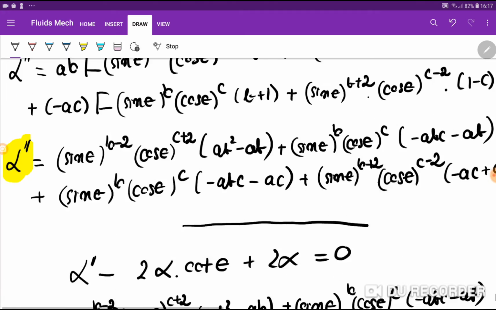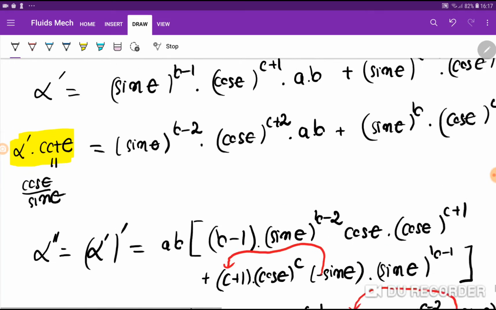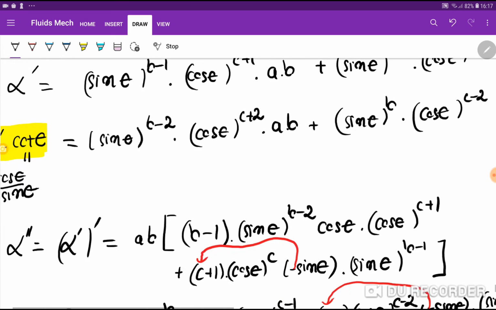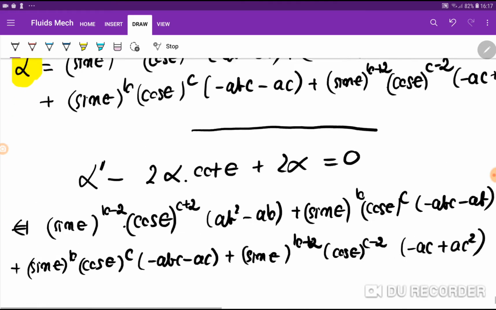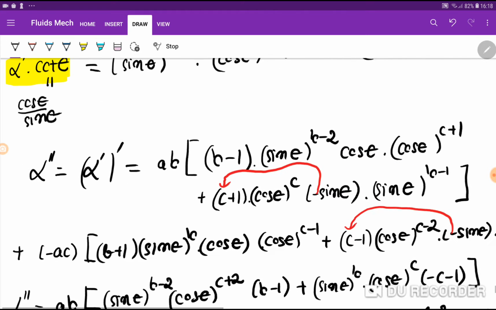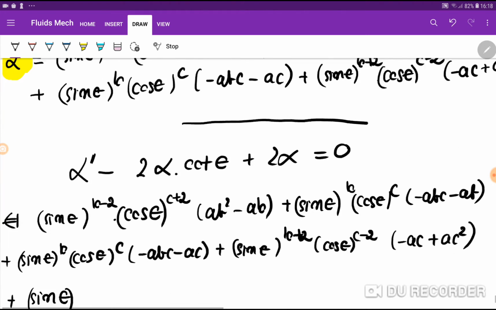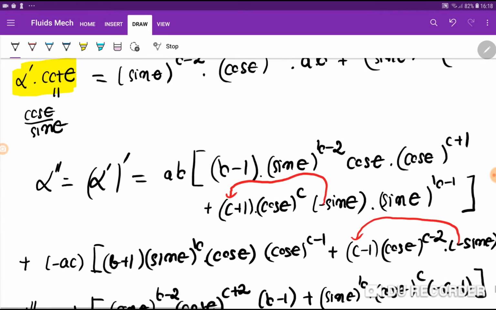This is negative alpha prime, negative 2 alpha cotangent. I'm going to check the highlight. Okay, there we are. It would be negative. I'm going to add sine theta. I'm going to say it over again. Just add the minus sign. I forgot to add the minus sign for y'all.